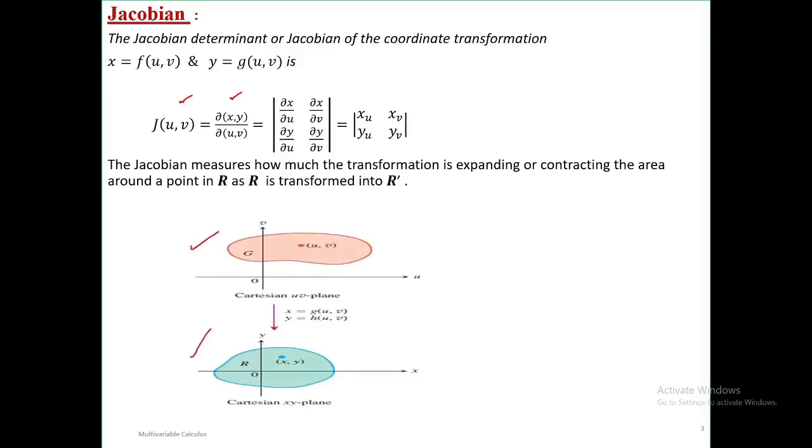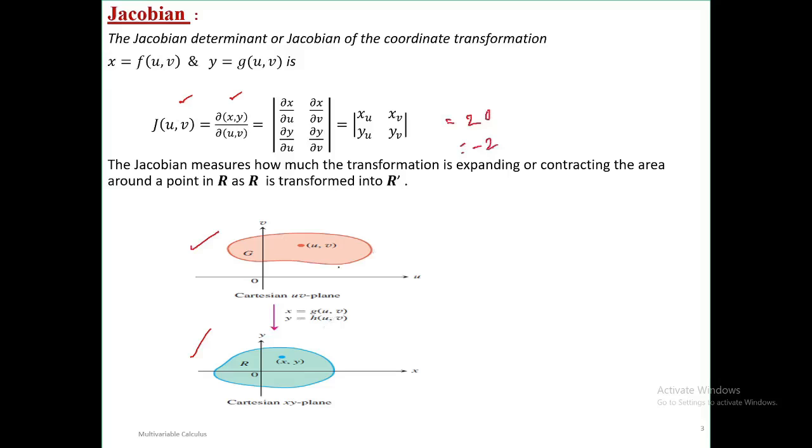So the Jacobian tells you a number. For example, if the determinant is 20, it means 20 units it is expanding. Previously, if it was 1 unit, now it is 20 units. That means it is expanding. For example, if the Jacobian is minus 2, that means 2 units it is shrinking, contracting. Shrinking means decreasing the area.